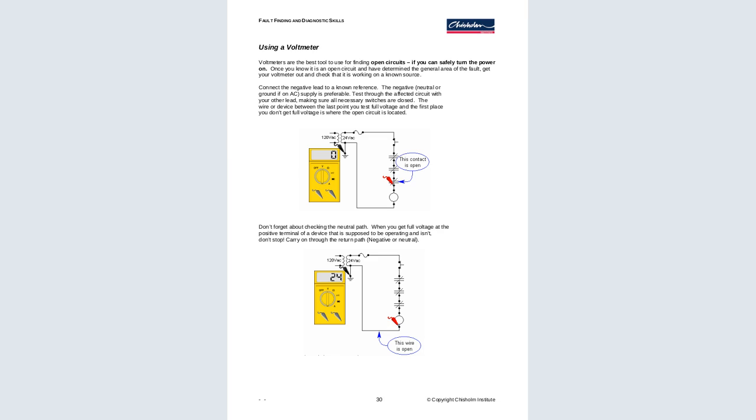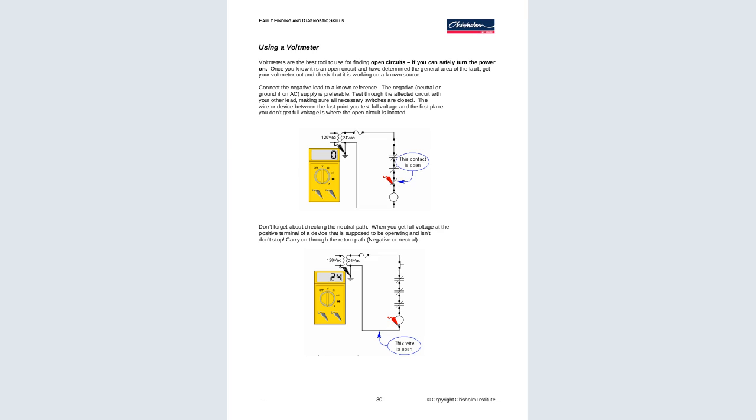Once you know it is an open circuit and have determined the general area of the fault, get your voltmeter out and check that it's working on a known source. So connect the negative lead to the known reference, and then the neutral to the ground of the AC supply, which is preferable. Then test through the affected circuit with the wire device between the last point of testing full voltages.